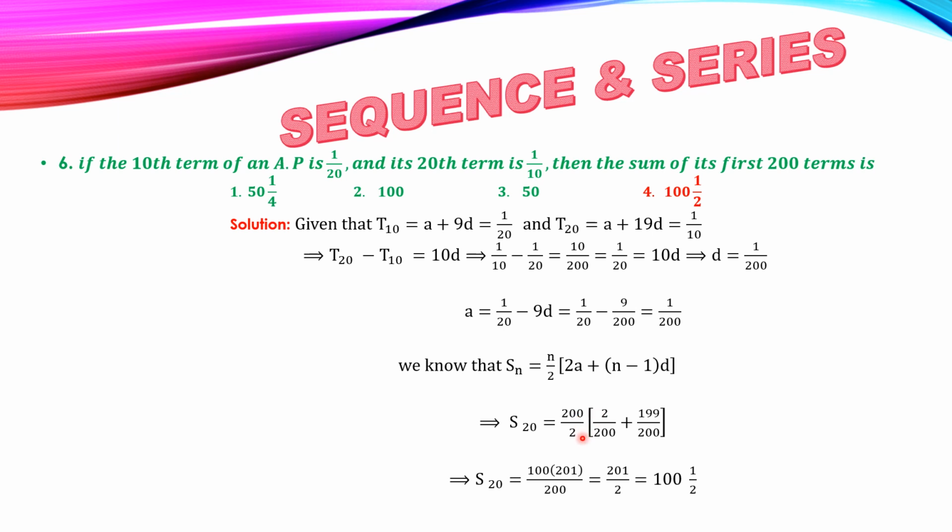200 divided by 2 is 100. 2 plus 199, that is 201, and the denominator is always 200. So here 200 is divided by 100, that is 2. So 201 by 2, which is 101 by 2. So this is the fourth option, which is the solution for this problem.